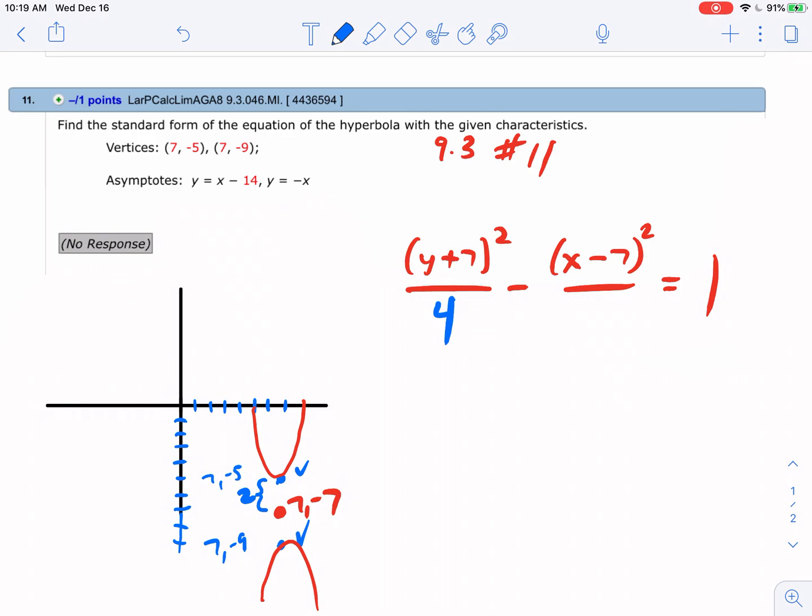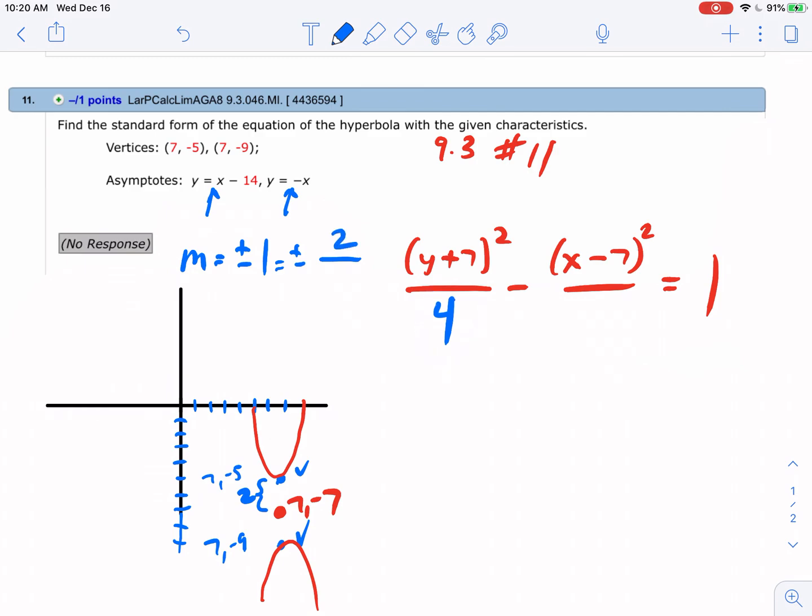Now, I don't have the focus anywhere, and I don't have covertices. So how do we get that second number, the second denominator? Well, remember, they gave us the intercepts. So they gave me the asymptotes. So remember, the slope right now is plus or minus 1. Well, plus or minus, what I would have for my slope right now is under the y is this 4.